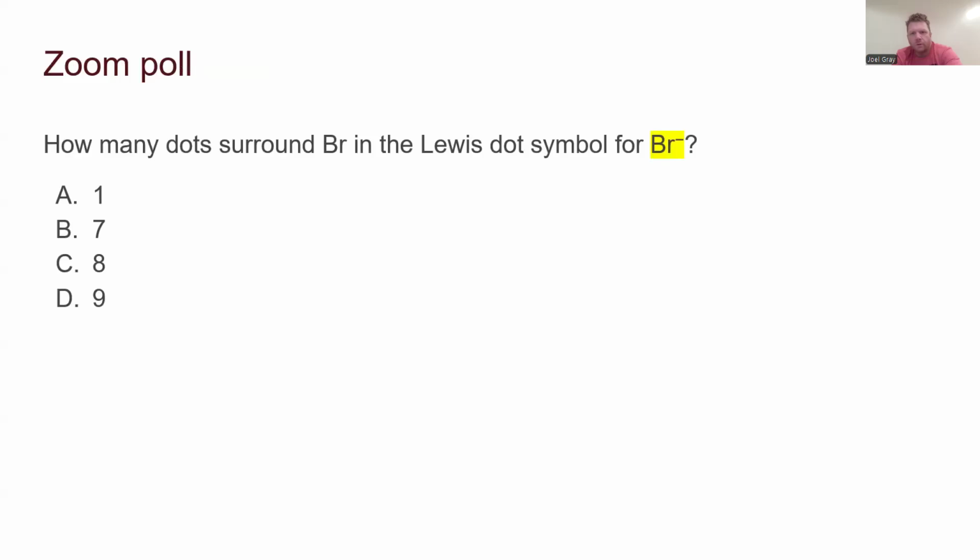Okay, we got another Zoom poll here. I could just call it a poll as opposed to a Zoom poll. It's pretty obvious that it's a Zoom poll because we're in Zoom. Here, what we're going to do is launch this. How many dots surround Br minus in the Lewis dot symbol for Br minus?